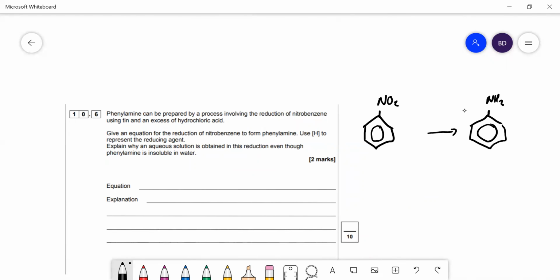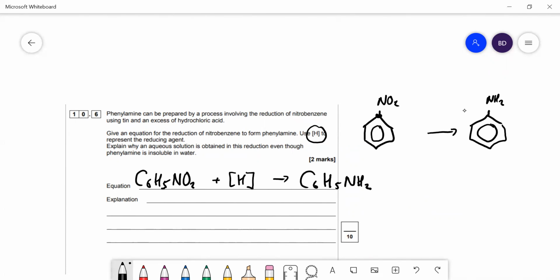Right, give an equation for the reduction. So I'm going to write down C6H5NO2. Don't forget it's H5 because you don't have a hydrogen on that carbon there. And we're going to turn it into C6H5NH2. And we need some hydrogen. When we're doing these, we always write down an H plus ion with an electron, or hydrogen atom.